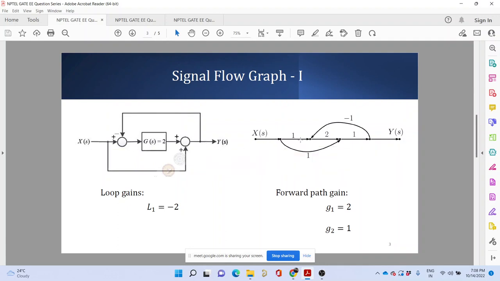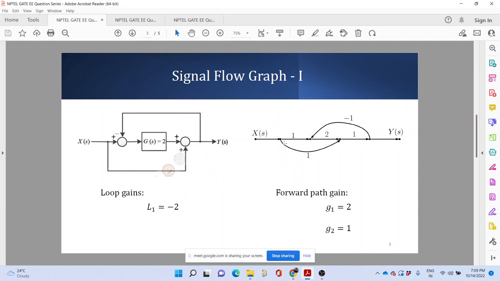Connect them by a gain of 1 if there is no gain in that path. If there is a gain in the path, put that gain over that arrow, and construct the signal flow graph. That is the only thing that you have to do. After that, everything is known to you. We have one loop over here. This loop has a gain of -2 because these are negative feedback, minus the C over here. So loop gain is -2.